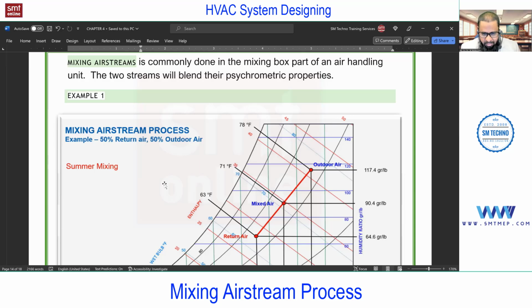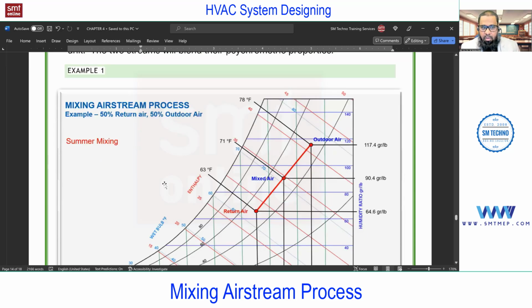Because if I take the complete fresh air, what will happen to the cooling coil? The load on the cooling coil will be affected, na? Because the outside air, in summer, is what? Hot and humid. So if you take the complete fresh air to cool down, to reduce the temperature, say from 95 degrees Fahrenheit to 76, I'm considering, say, outside temperature in Fahrenheit.